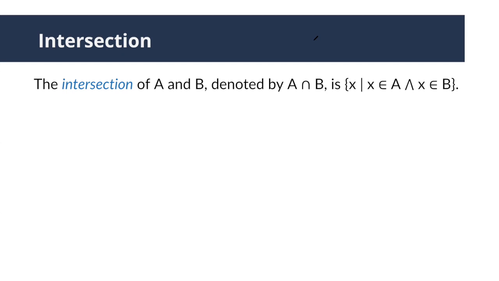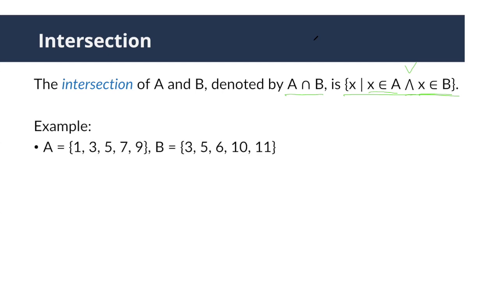The second one is intersection. The definition is the intersection of A and B, denoted by A intersect B, is given by this set. You can see now each element in the set must be an element of A and an element of B. So different from union, where you require an OR relation, here it is an AND.